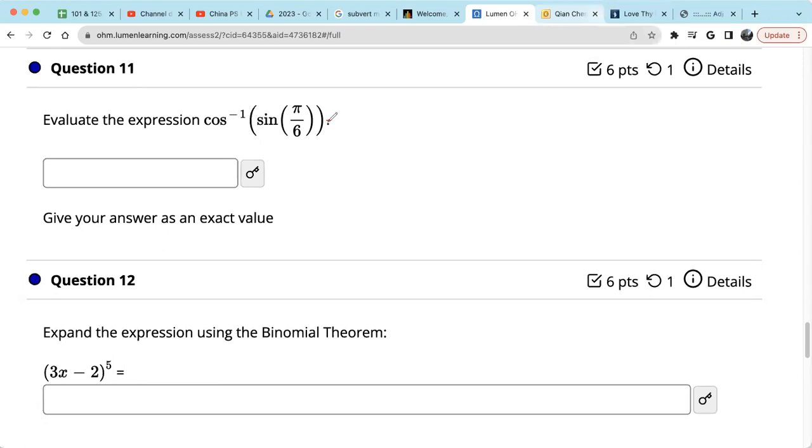So first we have to recall arc sine is an angle, right? Let's call this angle theta. We can rewrite now as cosine theta. You know what? Let's use D because I don't have theta on my keyboard. Cosine D equals sine pi over 6.